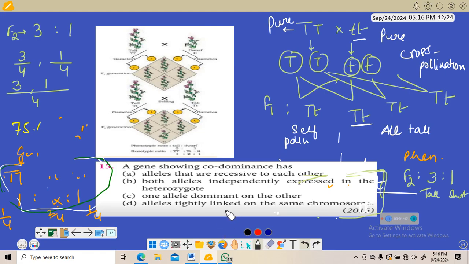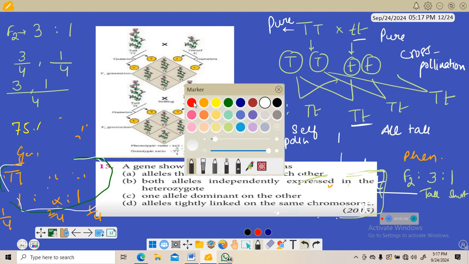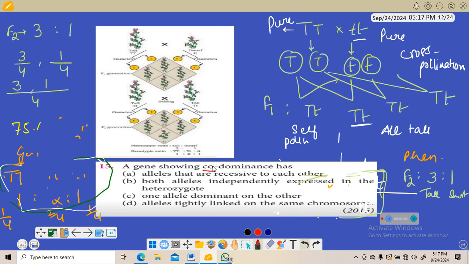allele dominant on the other allele is tightly linked on the same chromosome. So just from the word co, you can make out that co means both. Alleles recessive, it doesn't make any sense. Both alleles are independently expressed in the heterozygote. One allele dominant on the other, no. Alleles staying on the same chromosome.